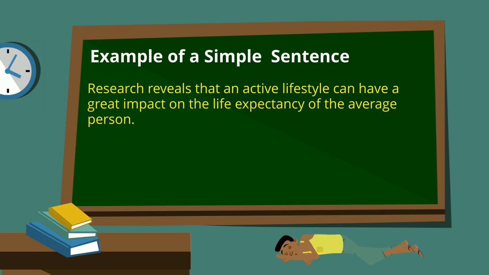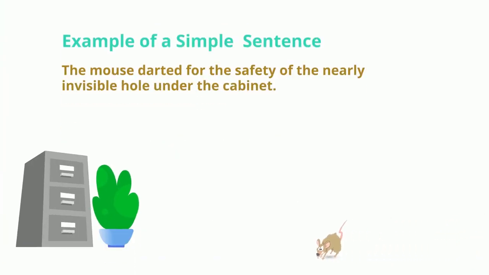Despite this sentence looking more sophisticated, it is still a simple sentence, as it follows the SVO structure. The subject is research. The verb is reveals. And the object is that an active lifestyle can have a great impact on the life expectancy of the average person. Here's another. The mouse darted for the safety of the nearly invisible hole under the cabinet.